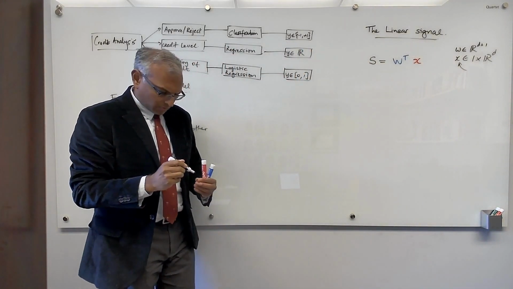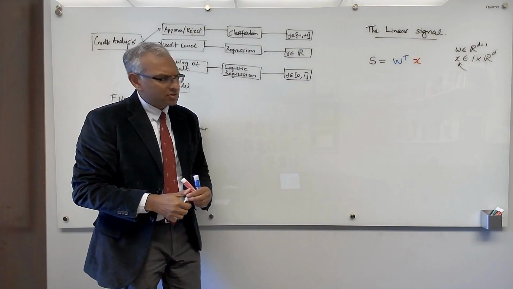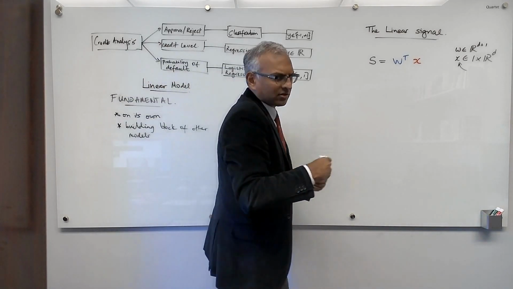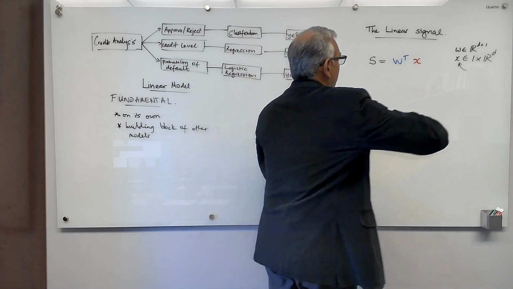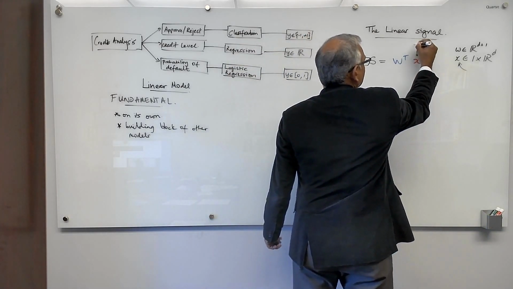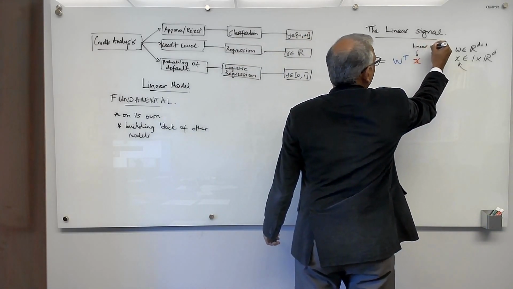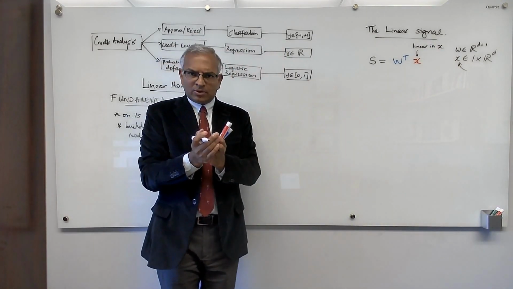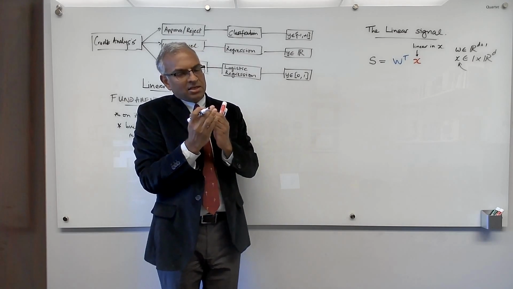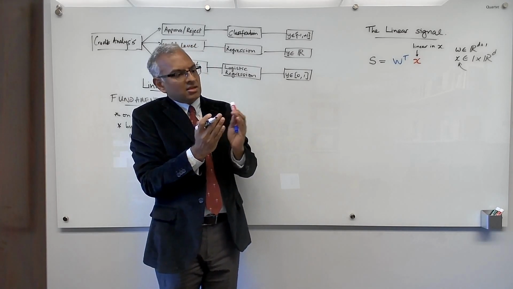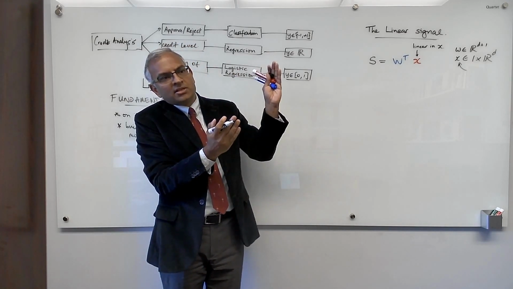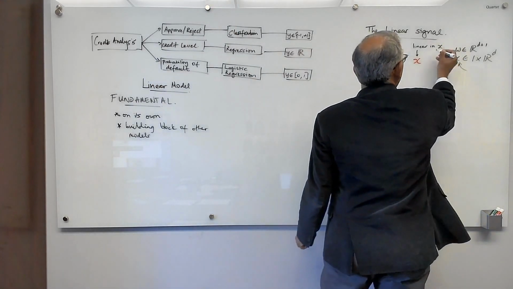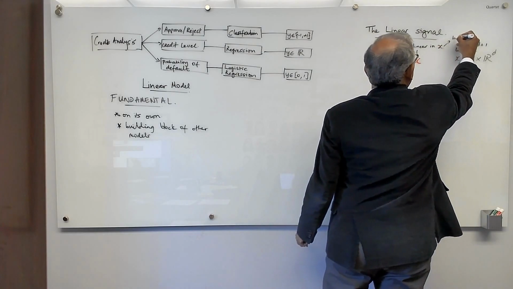Now, why is this called the linear signal? There are two reasons why it's called the linear signal, and I'll tell you both of those reasons. One of them is actually more important than the other. So it's linear in X. That linearity in X, for example, when we talk about the perceptron, is what results in the separation between the +1 region and the -1 region being a line or a hyperplane. So this is what gives you the hyperplane.